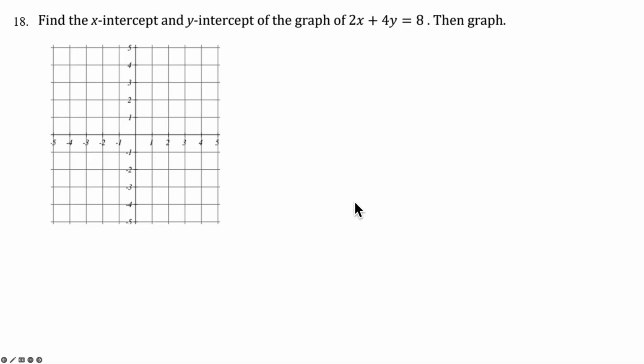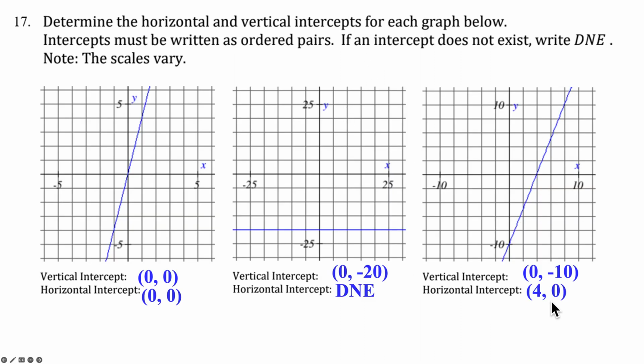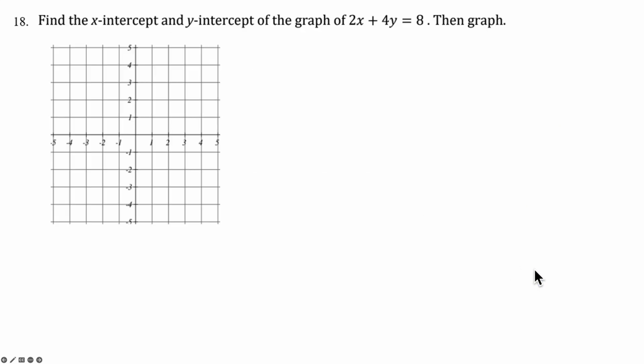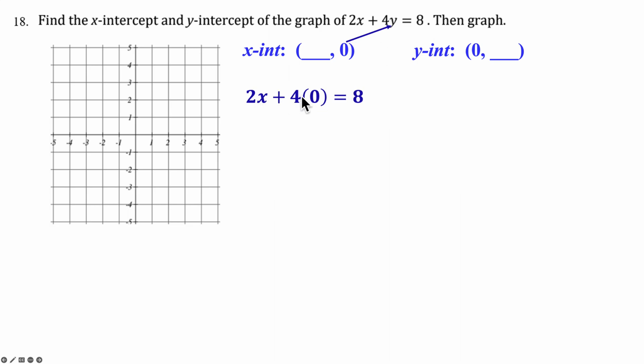All right. 18, find the x and y intercept of the graph 2x plus 4y equals 8. So as we saw back here, your x-intercept always has a 0 for the y-coordinate, and your y-intercept always has 0 for the x. So we can speed this up. For the x-intercept, you put 0 in for y, and for the y-intercept, you put 0 in for x. So let's make that substitution. 2x plus, well, this is going to be 0, that cancels out. 2x is equal to 8. Divide by 2. 8 divided by 2 is 4. That 4 goes in as our x-coordinate.